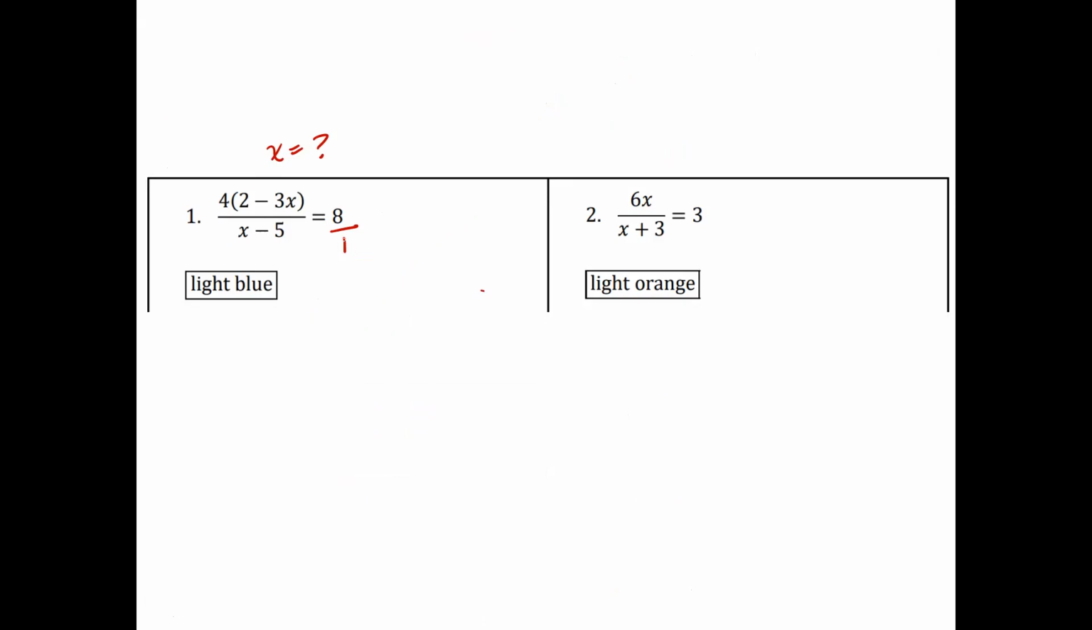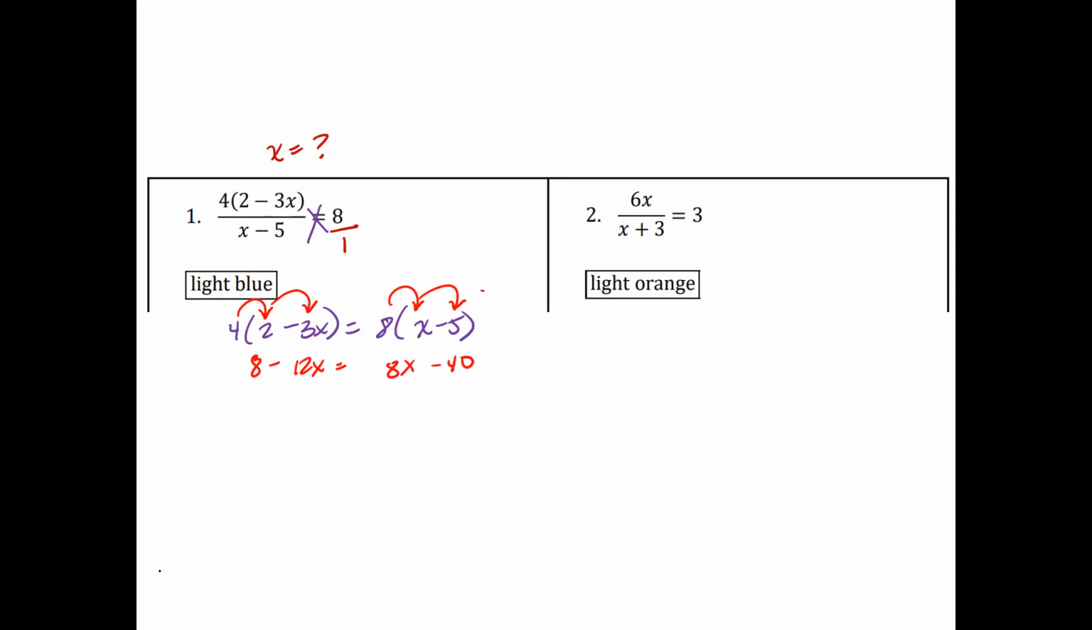And then what we're going to do is go ahead and cross multiply them. So I have 4 times 2 minus 3x equals 8 times x minus 5. Okay, that's the first step. Then from there, remember, you're going to distribute the numbers on the outside. So you have an 8 minus 12x, 8x minus 40.